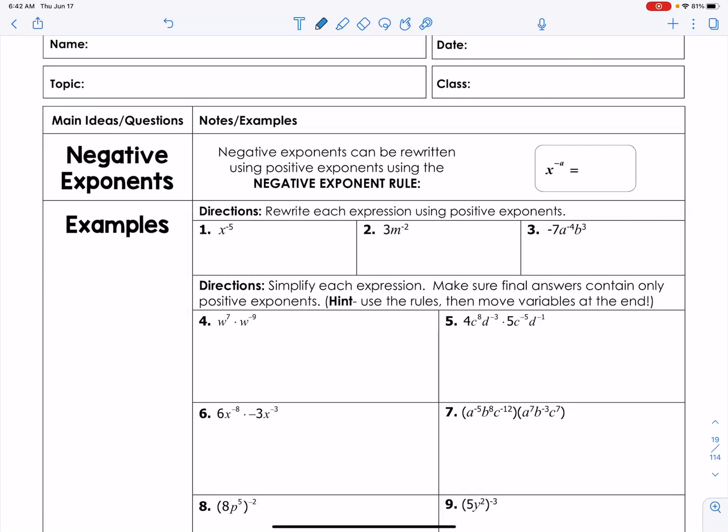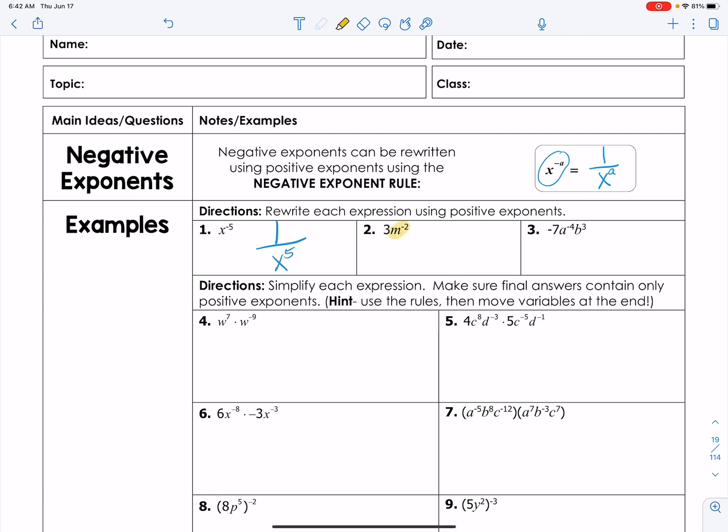All right, so negative exponents, if you look at this, negative exponents basically mean that this value is in the wrong place. So you're going to make it positive by moving it to the denominator. And if it is in the denominator, you're going to make it positive by moving it to the numerator. So this one would be 1 over x to the 5th.